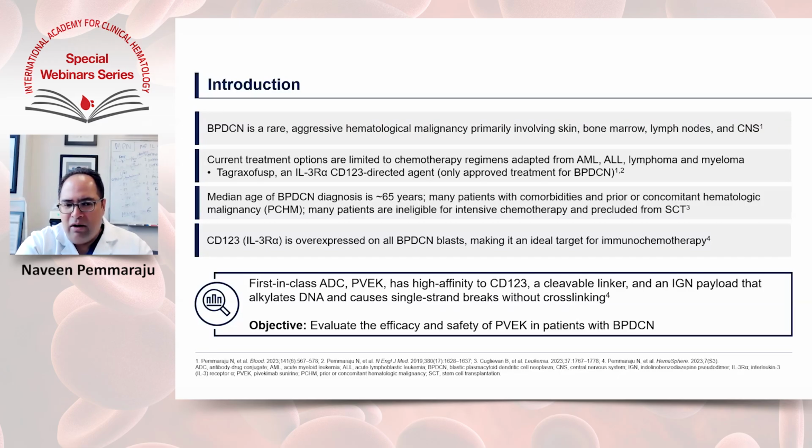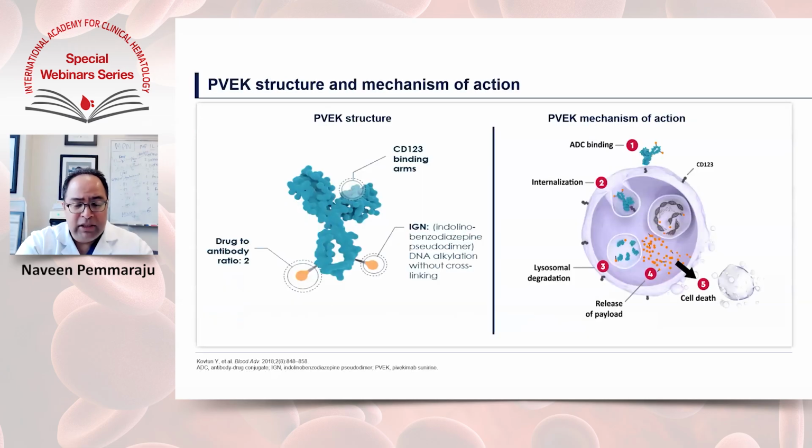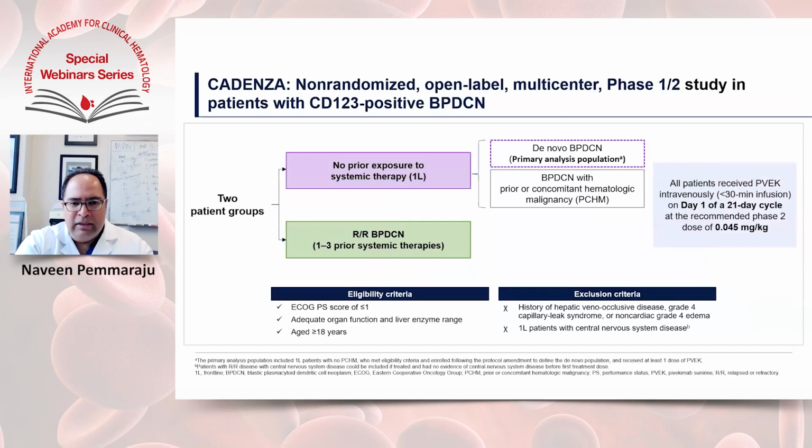So we asked the question, can this novel agent give clinical benefit? It's a novel drug. It's a new agent. It has a CD123 binding arm and its own cytotoxic payload, an IGN alkylator. And then you have this ADC binding that most of you are familiar with on the CD123 cells. 84 patients overall were enrolled, including both frontline and relapsed refractory. Out of the frontline, we also included these high-risk patients with prior or concomitant hematologic malignancies, PCHM. It's an IV drug that can be given outpatient once every 3 weeks.